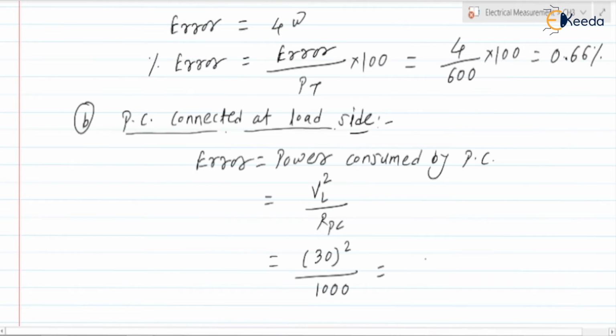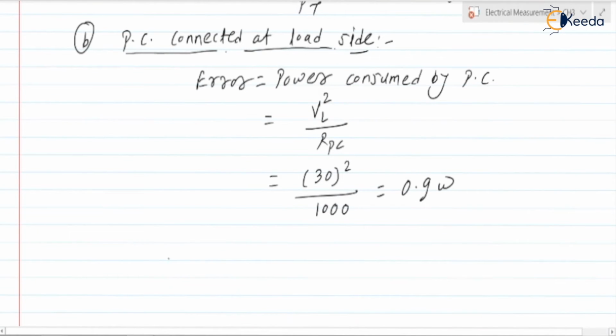So it is 0.9 watt. This is the error. Next, percentage error. Percent error is equal to error divided by true power into 100.